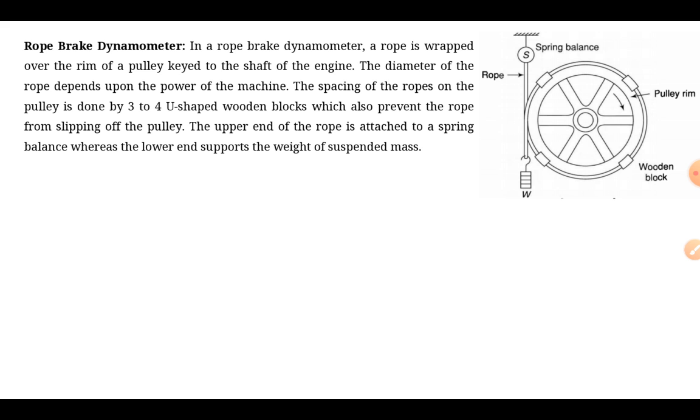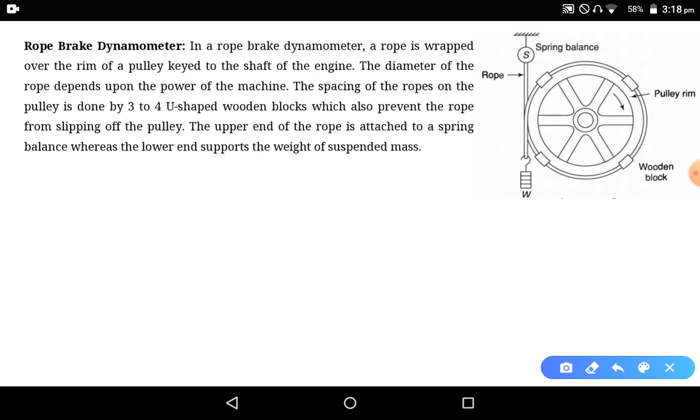Here we are applying the friction force with the help of a rope, which is wrapped around the pulley. The setup is shown here. Let's say this is the shaft which is mounted with the pulley, and this shaft along with the pulley is rotating in clockwise direction, right.